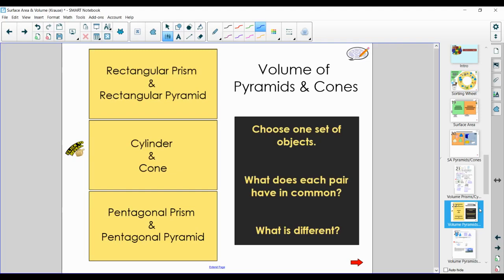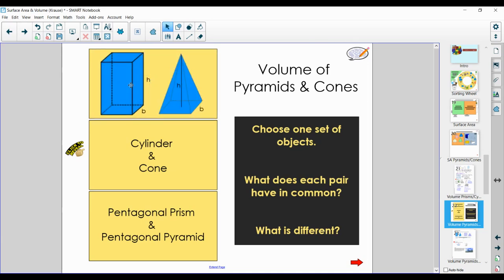All right, so we're going to talk about prisms and pyramids. When we think about prisms and pyramids, there's actually a correlation between the two when it comes to volume. So I want you to take a look at these objects here. We have a rectangular prism and a rectangular pyramid, same base, same height. Cylinder and cone operate the same. Remember, we're going to treat a cylinder like a prism, and we're going to treat a cone like a pyramid.